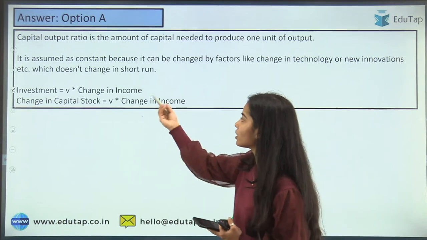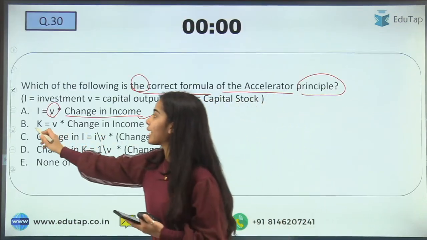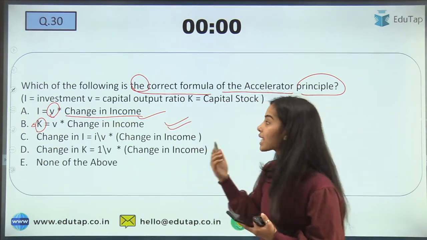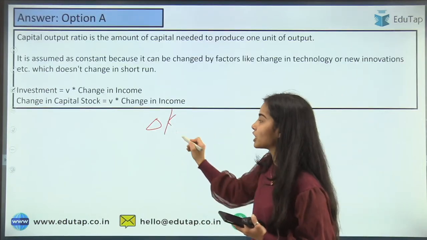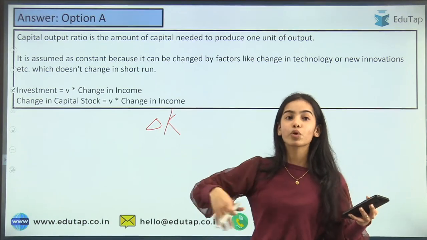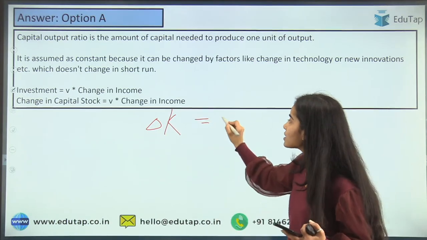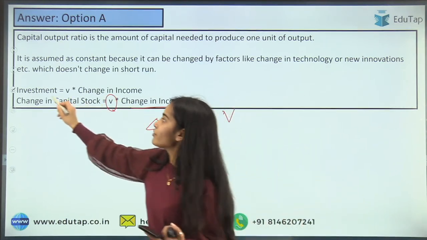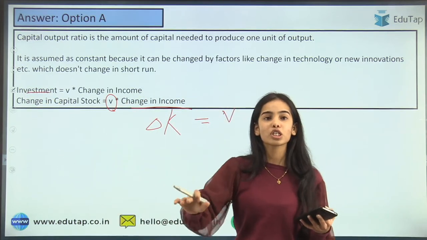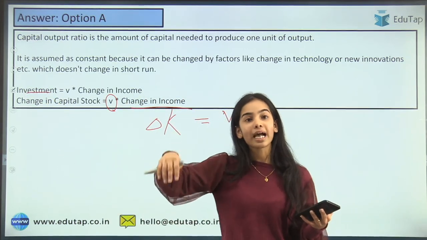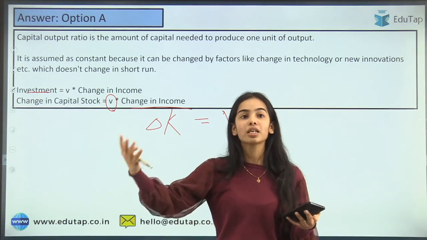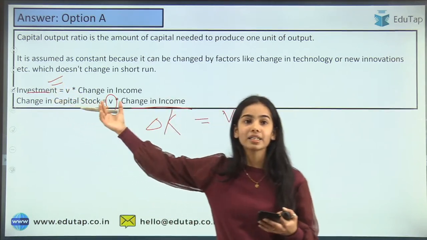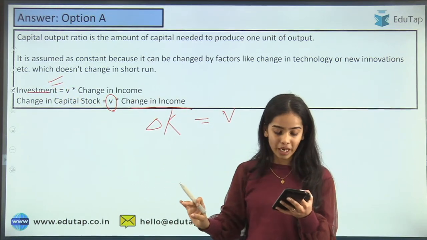See, what happens is, if it is only given K, or if it is given change in K, that would also have been the right answer. Because capital stock is changing. From the past you are investing, so you are putting more capital. V is the capital output ratio, and that is taken constant, times change in income. Investment is usually happening this year only. We can say change in capital stock. But if in the exam it is given change in income, that also can be right. But you have to focus more on the question, okay?